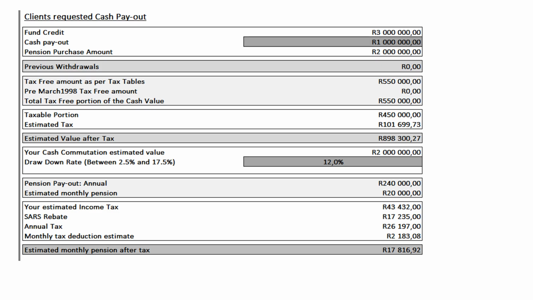Okay, so let's take a look and see if Mr. Naidu decides that he wants to go with a 12% drawdown. So he keeps his 1 million Rand lump sum that he wants to take out. So it's only 2 million Rand that's going to go into his living annuity, but he increases his drawdown to 12%. Now, by law, you can go between 2.5% and 17.5%. In this example, we're going up to 12%. You can see his income is going to increase quite a bit. It now goes up to almost 18,000 Rand a month that he's going to get as a starting pension.